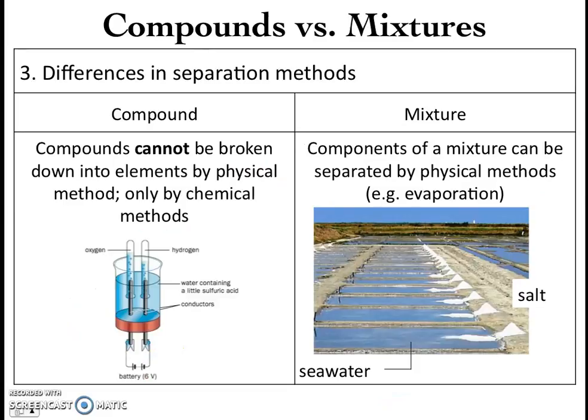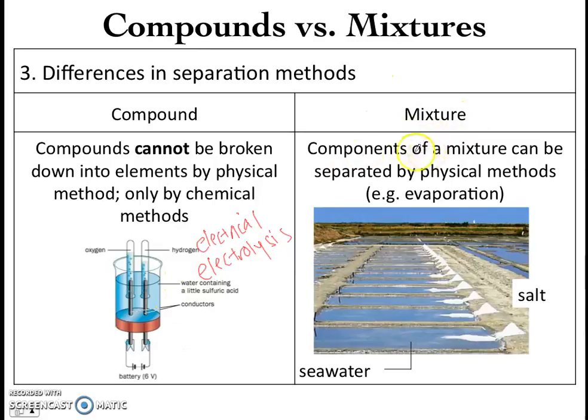Now finally, compounds cannot be broken down into the elements which make it up by physical methods. They can only be broken down by chemical methods, right? For example, we saw in your earlier lessons that it can be broken down by running a very strong electrical current through it, right? In a process called electrolysis, right? So actually water can be broken down into its elements.